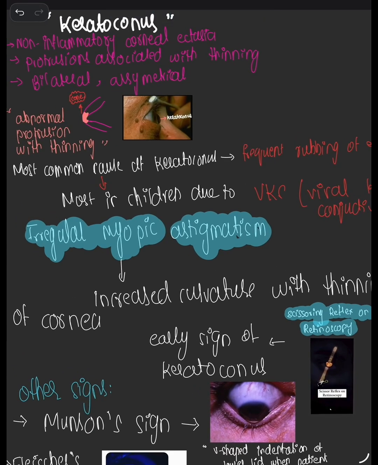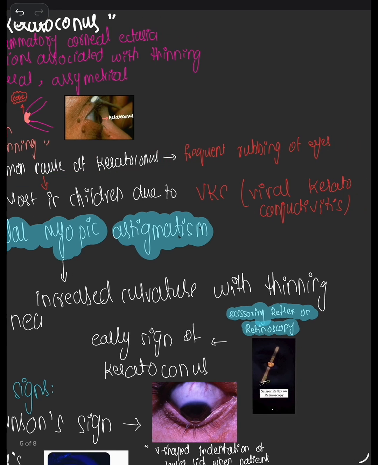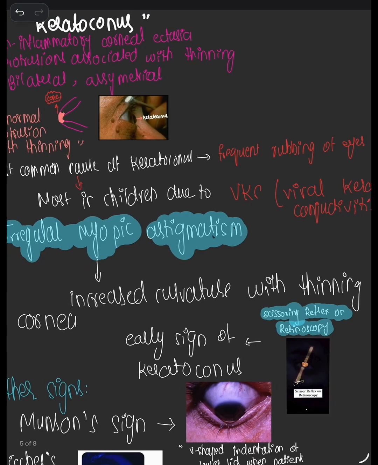Now we come to the most common cause of keratoconus. The most common cause of keratoconus is frequent rubbing of the eyes, and it happens mostly in viral keratoconjunctivitis. In children, due to viral keratoconjunctivitis, they frequently rub their eyes, and it leads to keratoconus.